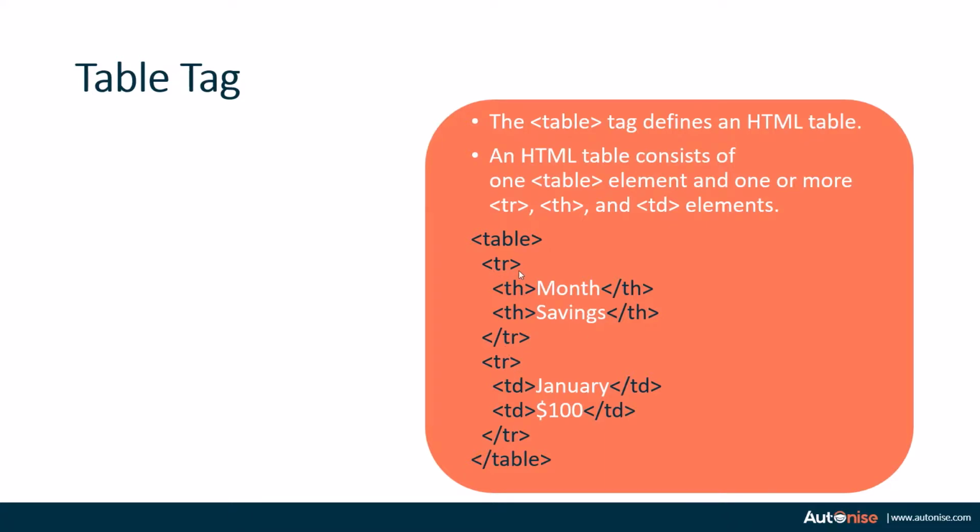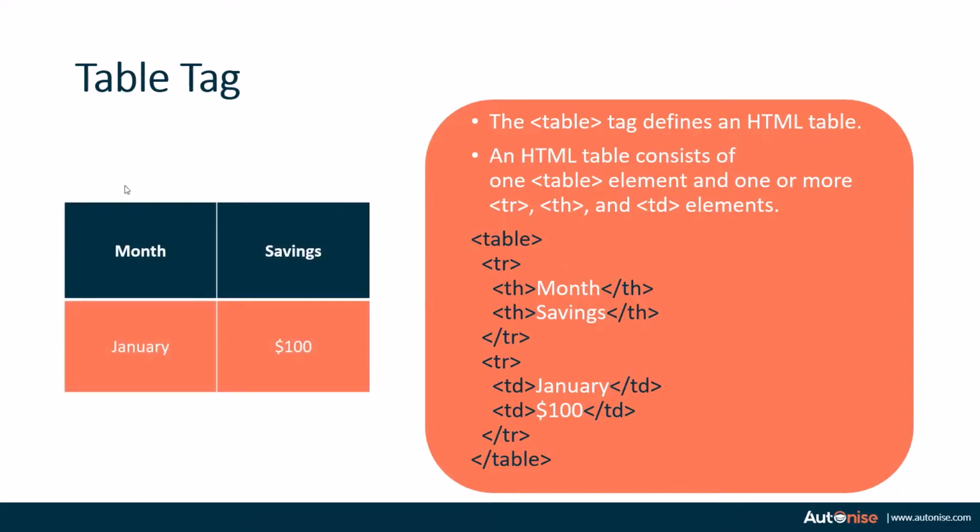Inside the first table row, we have the table header, which is month, and another table header, which is savings. Inside the second row, we have table data, which is January, corresponding to the first month, and another table data, which is $100, corresponding to the second column, savings. Let us see how this will look in a HTML web browser.